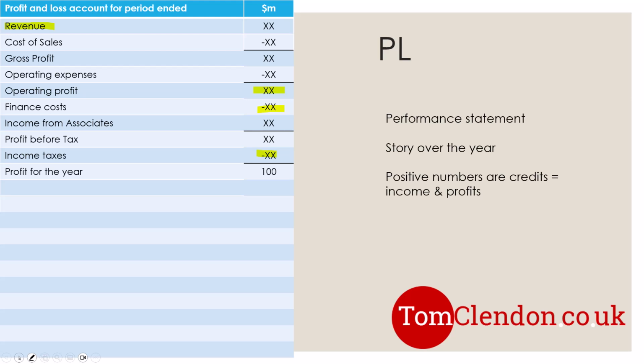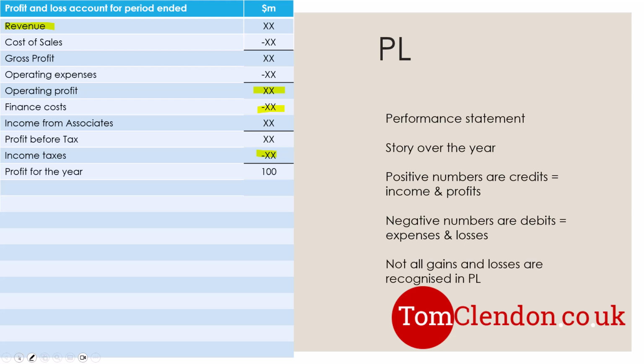But I have to tell you, you've got positive and negative numbers in that P&L. The positive numbers are credits. So revenue and profits are credits. Should you want to know that, you don't have to know double entry, but the negative numbers are debits. So just something to be aware of, perhaps. You're not going to be tested on loads of debits and credits within this exam, but I'm just making sure you understand the principles.